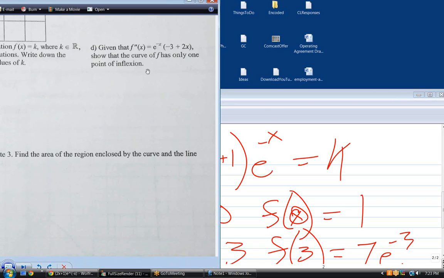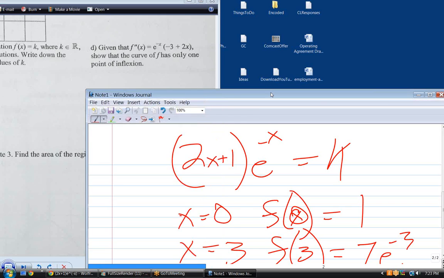Okay, so they give us the second derivative. Show that the curve of f has only one point of inflection. Well, would I do a number line? Nah, we don't even need that. The point of inflection of f is going to occur when the second derivative is equal to what? 0. Okay.